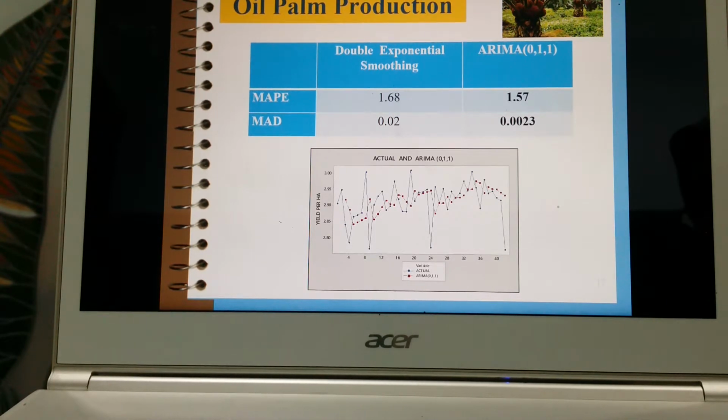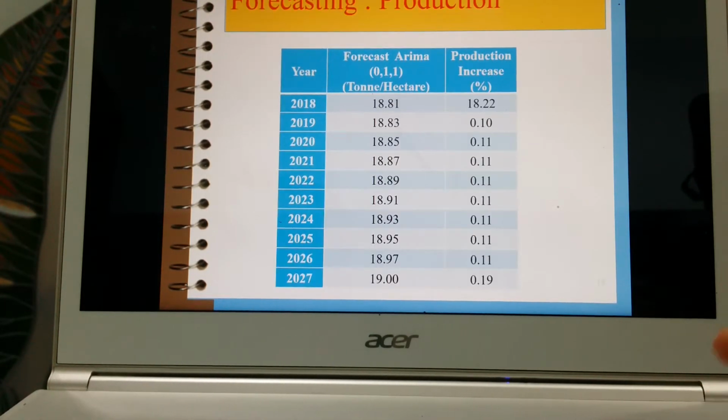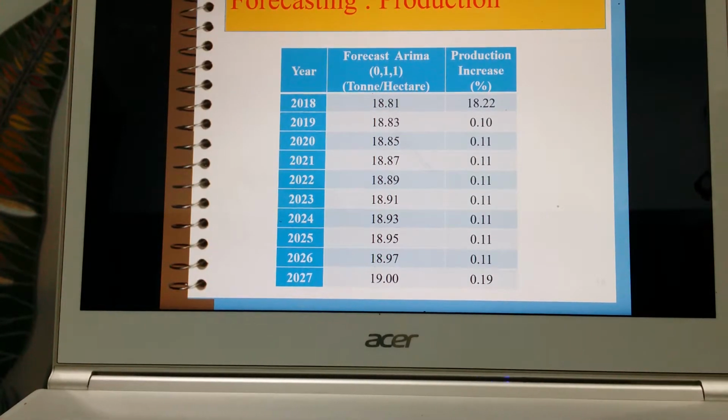Here are the fitted values and the historical data. This model has fairly well fit the actual data. So based on this, we did some forecasting for a 10-year period, and here you can see that for 2018 we anticipated an 18.22% increase, and after that the increase is more gradual.